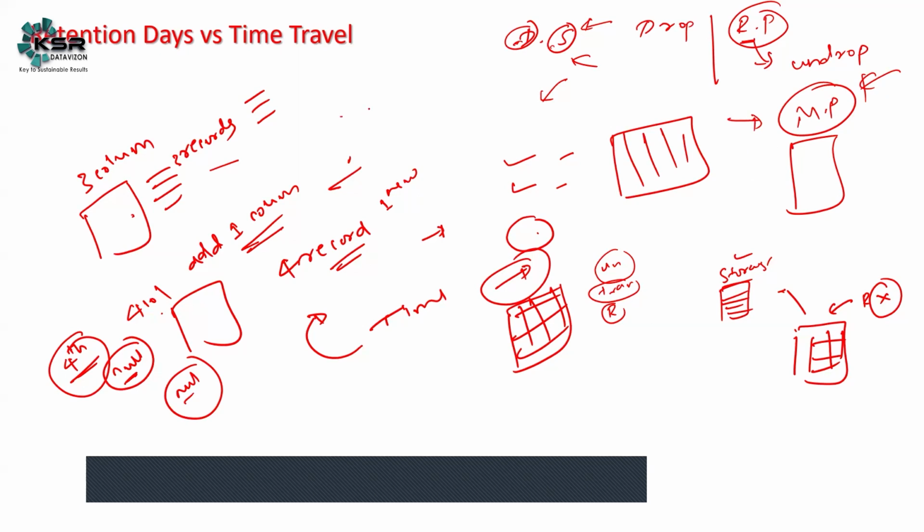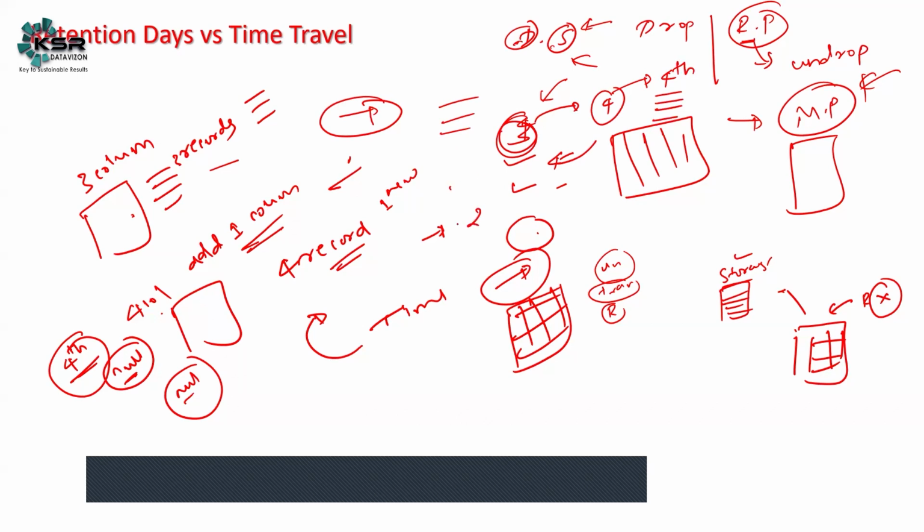Now, if you change your structure, based on whatever structure you have changed, your time travel is done. Earlier you had 3 columns, now you have converted to 4 columns. But when you do time travel to when there were 3 columns, it will show you the fourth column also, but those records will be null. If you delete one column and go back, when you had 2 columns, only those 2 columns will be shown. Got it?